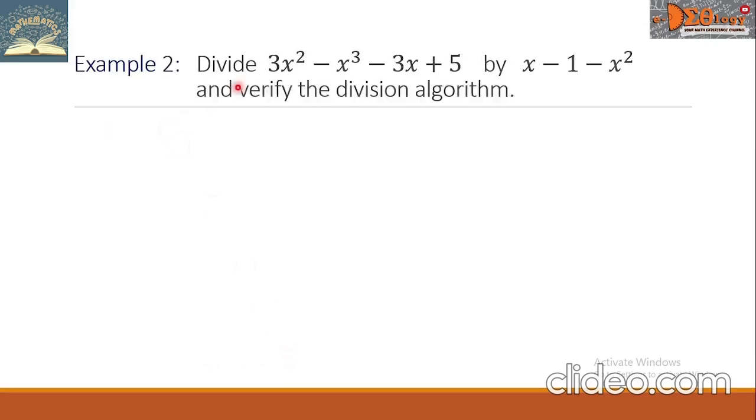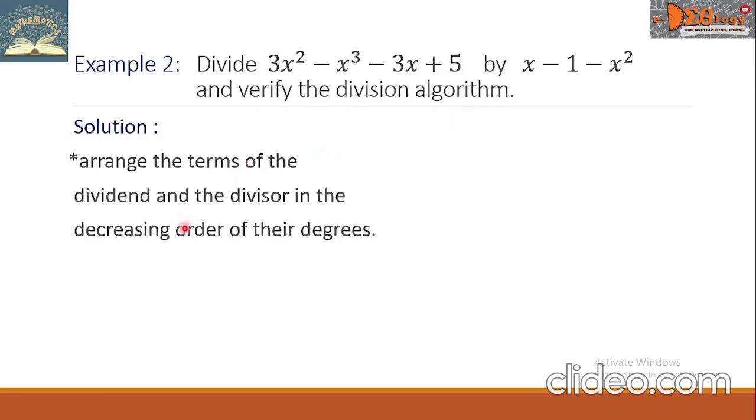Example 2. Divide 3x squared minus x cubed minus 3x plus 5 by x minus 1 minus x squared and verify the division algorithm. First, we arrange the terms of the dividend and the divisor in decreasing order of their degrees. After that, we put them in the division box. So it becomes like this. Our dividend now is negative x cubed plus 3x squared minus 3x plus 5, and the divisor is negative x squared plus x minus 1.